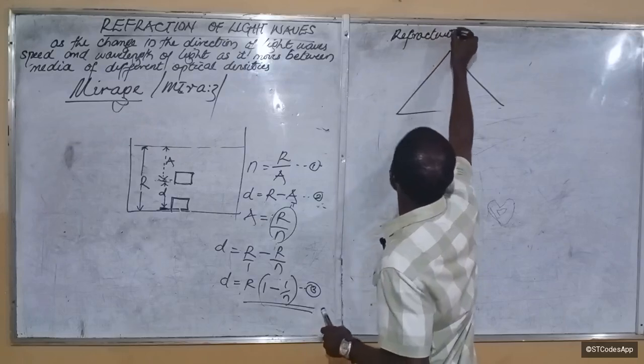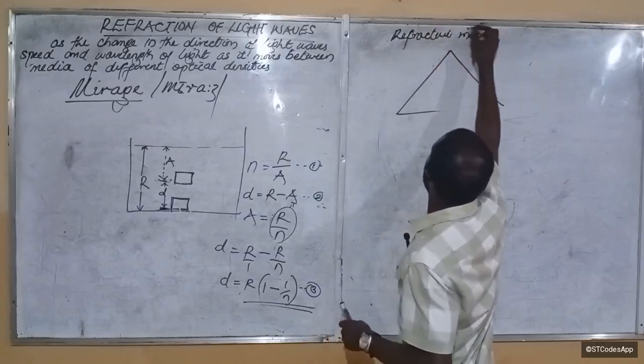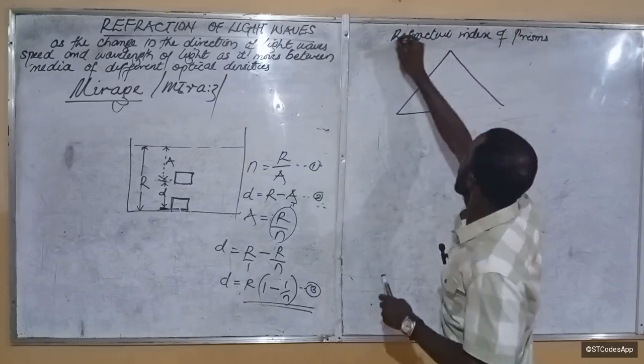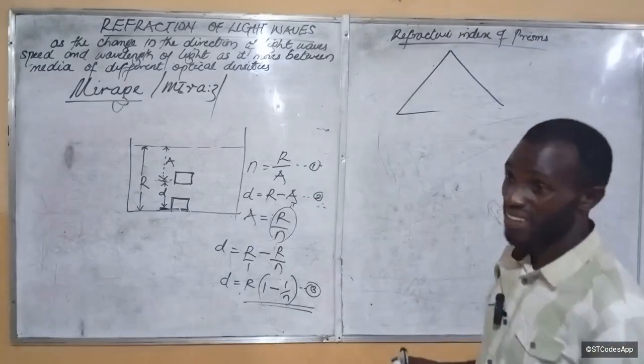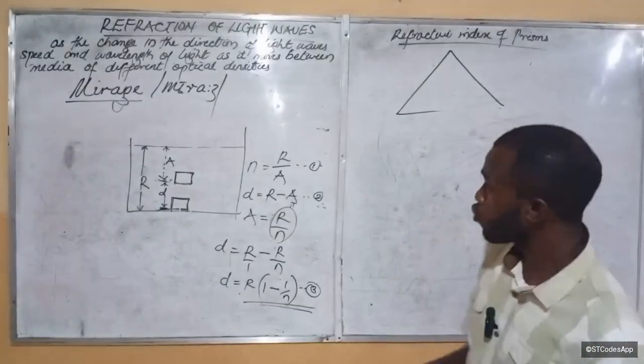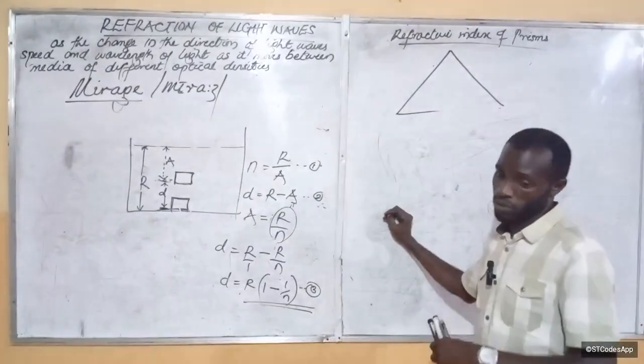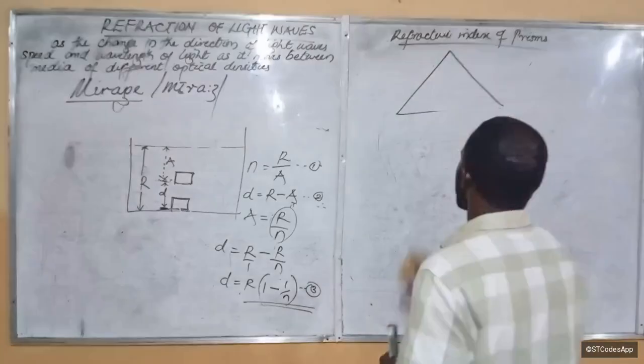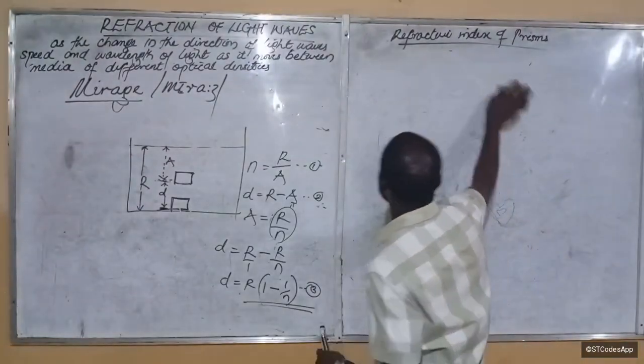Refractive index of a prism, of prisms. Now, with prisms, they have a special design. We show the triangular part, this triangular portion, because that's where our refraction is occurring. So now there is also a specific design for them.